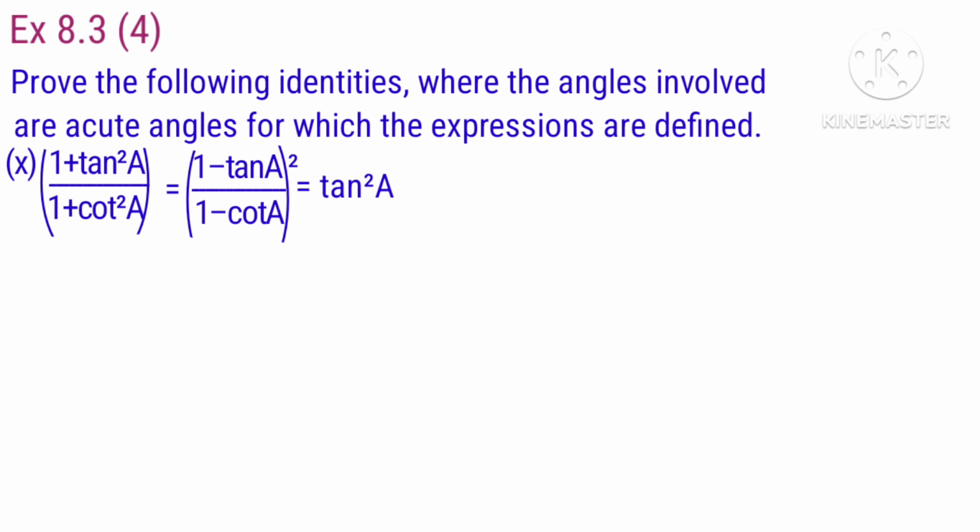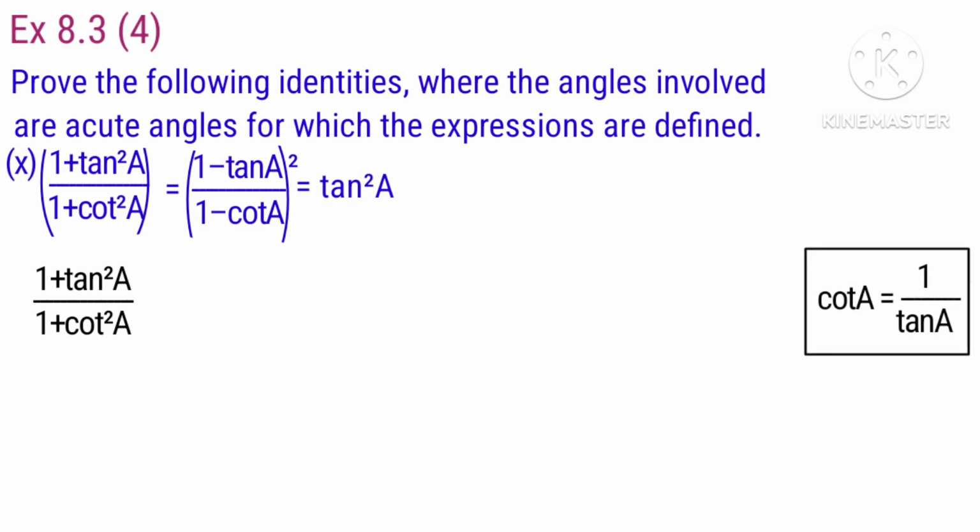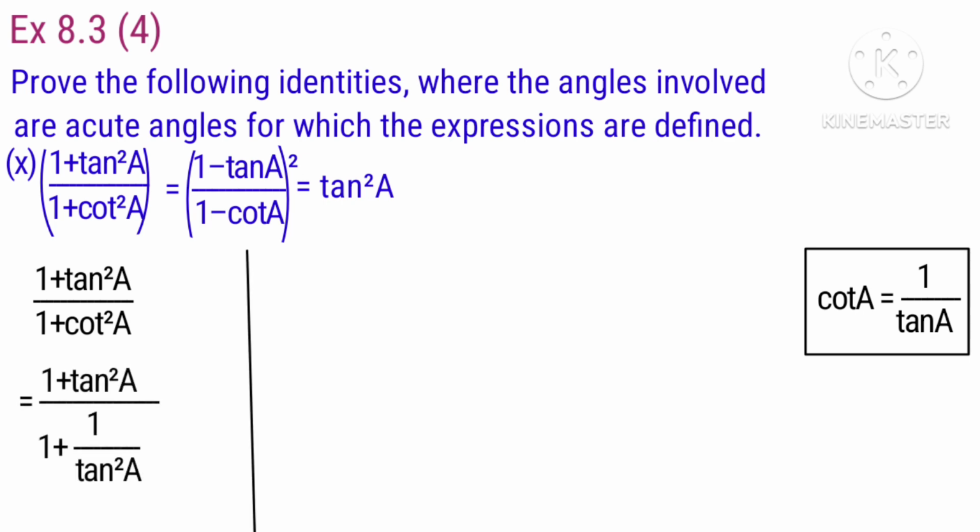So now we simplify the first term, that is 1 plus tan square A divided by 1 plus cot square A. So in RHS, tan square A is in a simple form, but in LHS there is cot square A. For cot we have to change it to tan. So cot is the reciprocal of tan. So cot square A is equal to 1 divided by tan square A. So when I substitute, I'll get 1 plus tan square A divided by 1 plus 1 divided by tan square A.